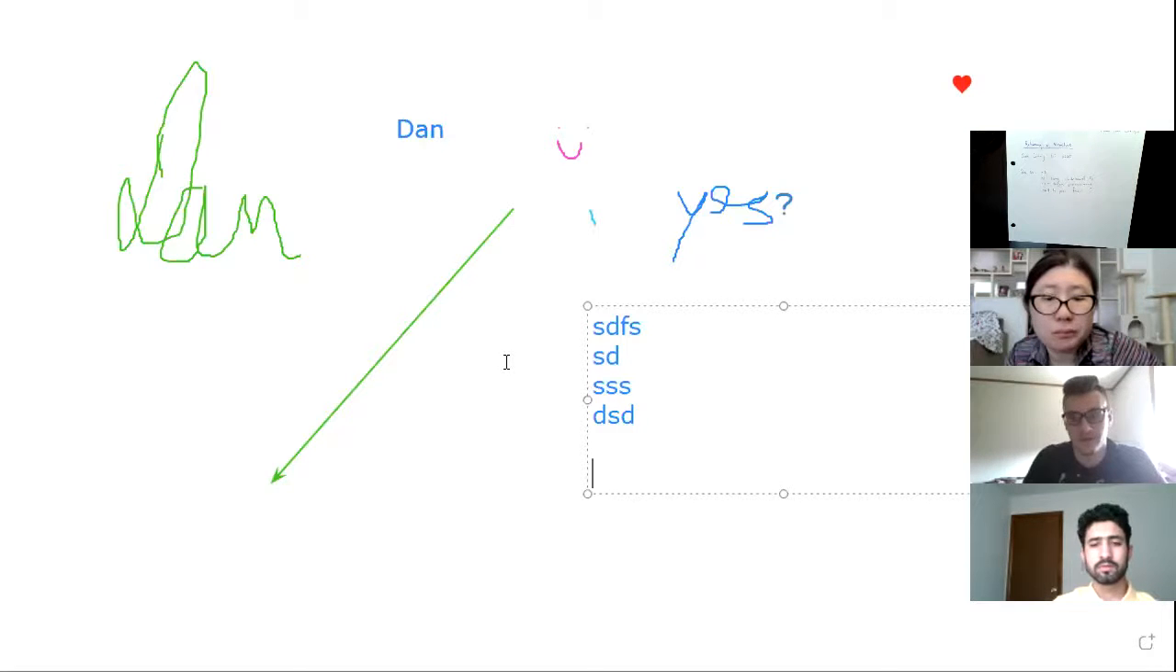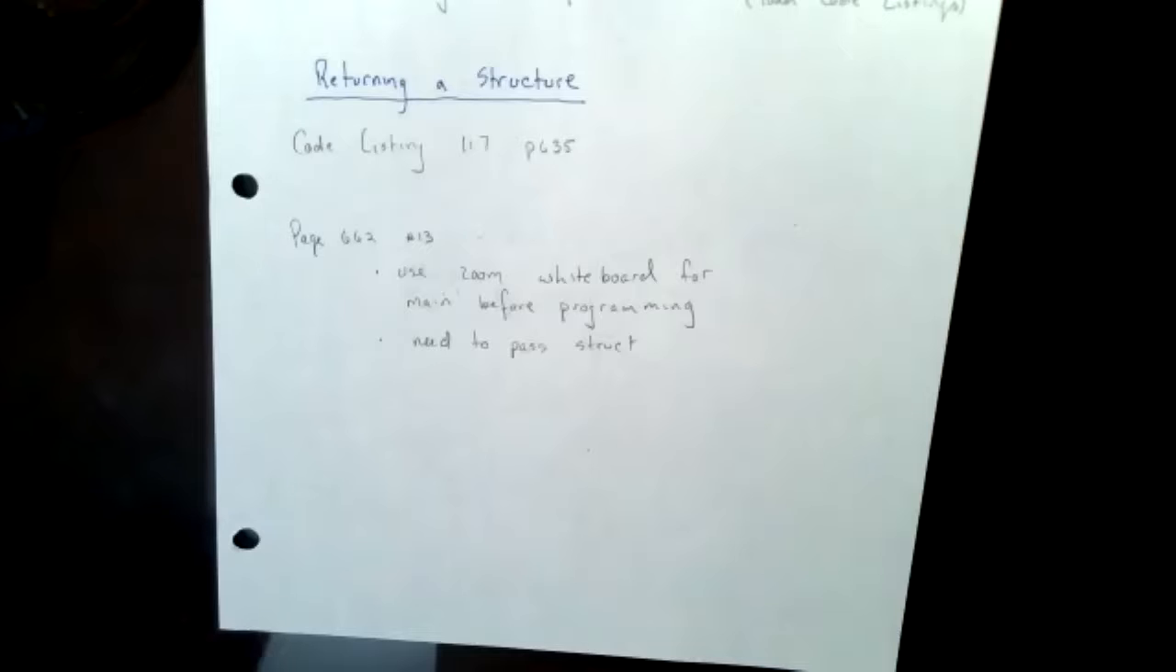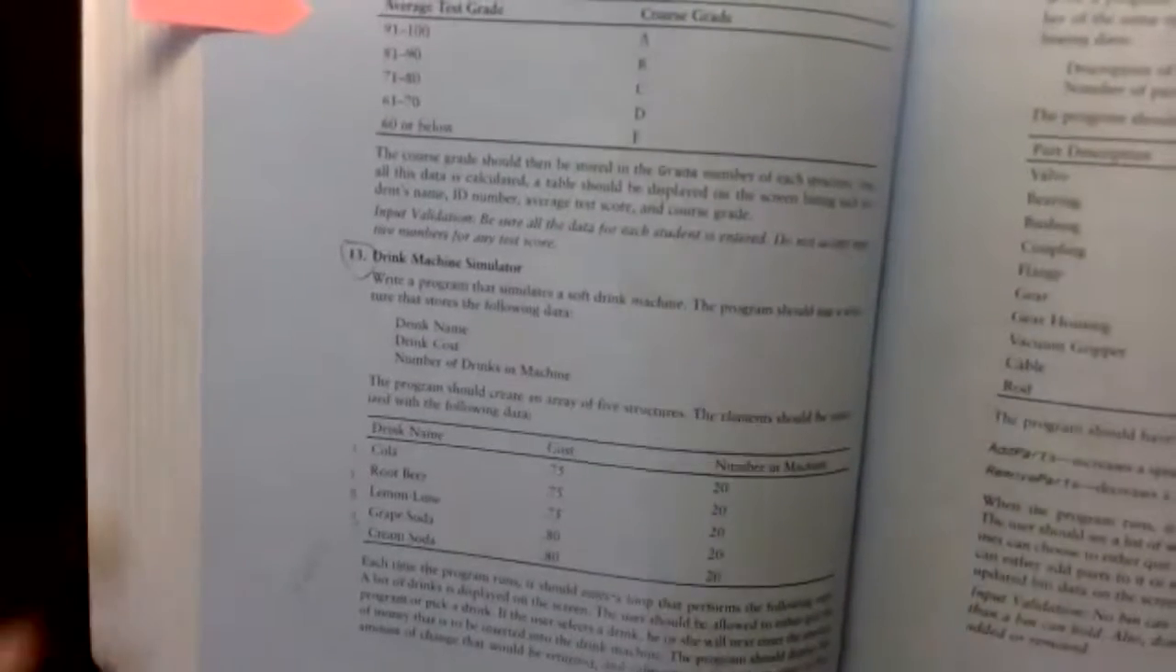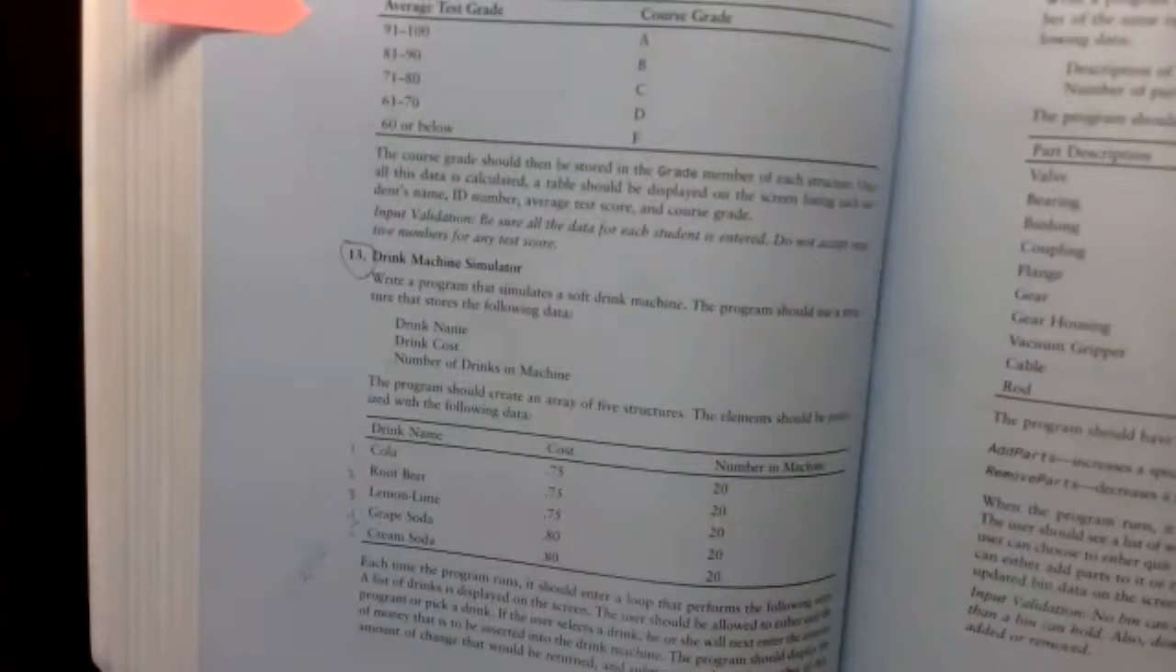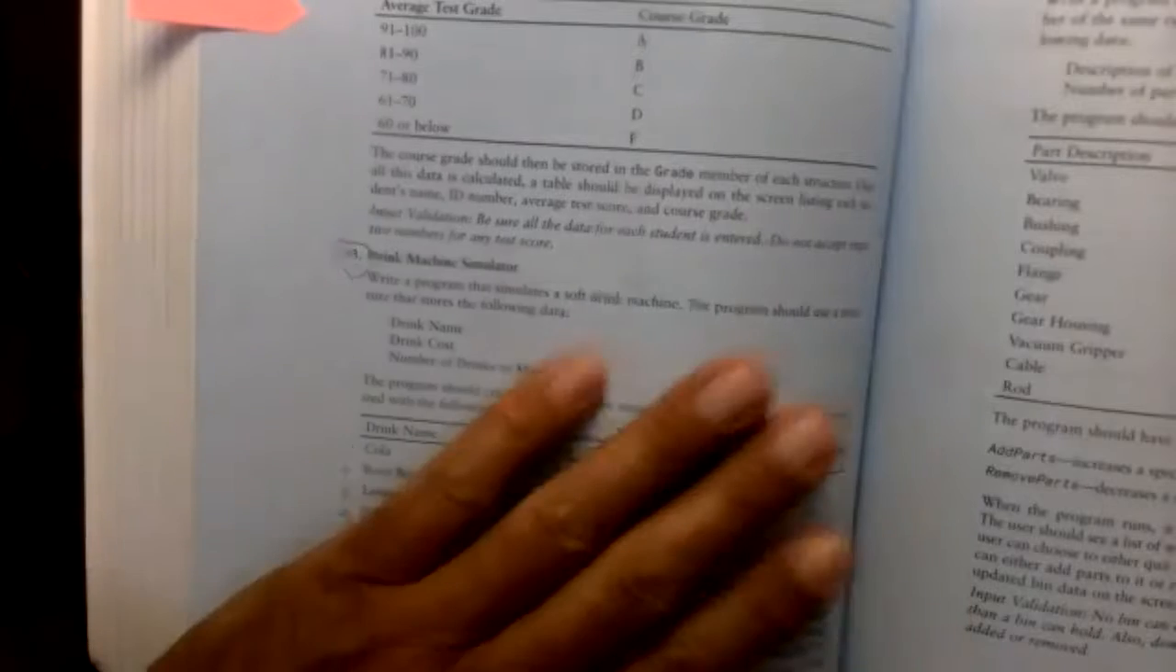Once you have this typed up, your prototypes and main, you call me and then I'll tell you, go ahead and start doing the program. Now, what's the program? I'm looking at page 662, number 13. I want you to write a program that simulates a soft drink machine.